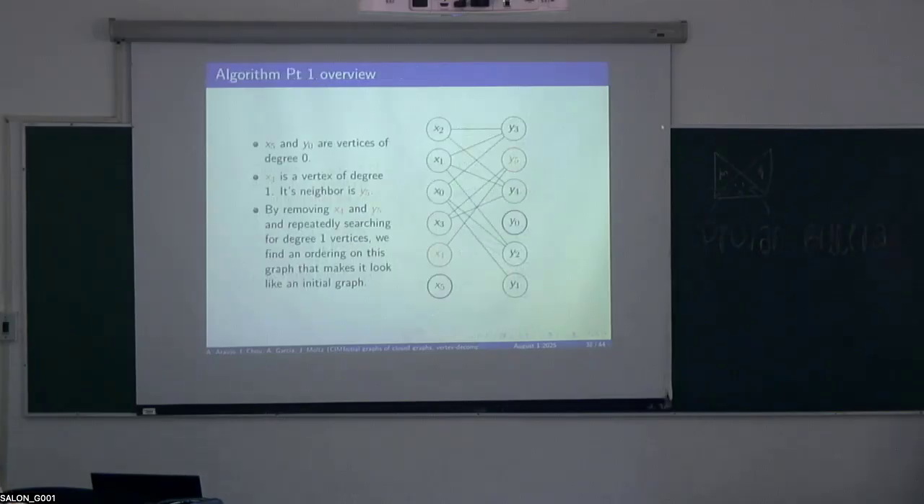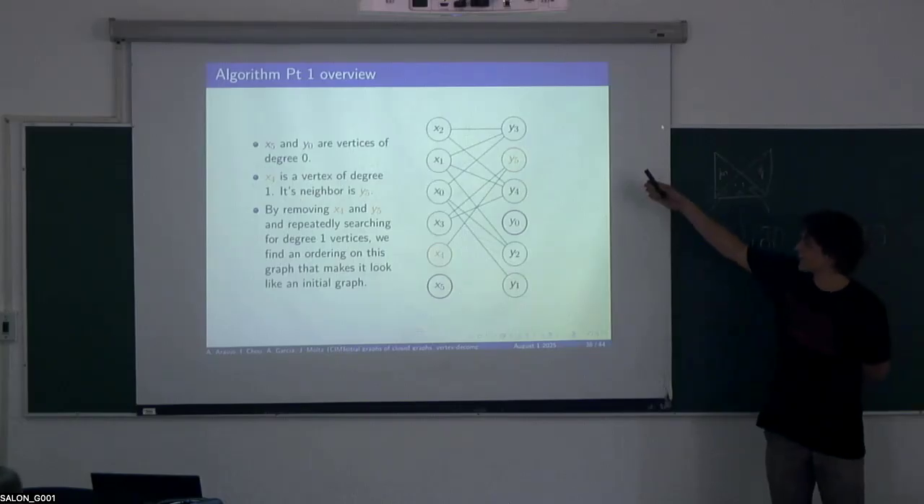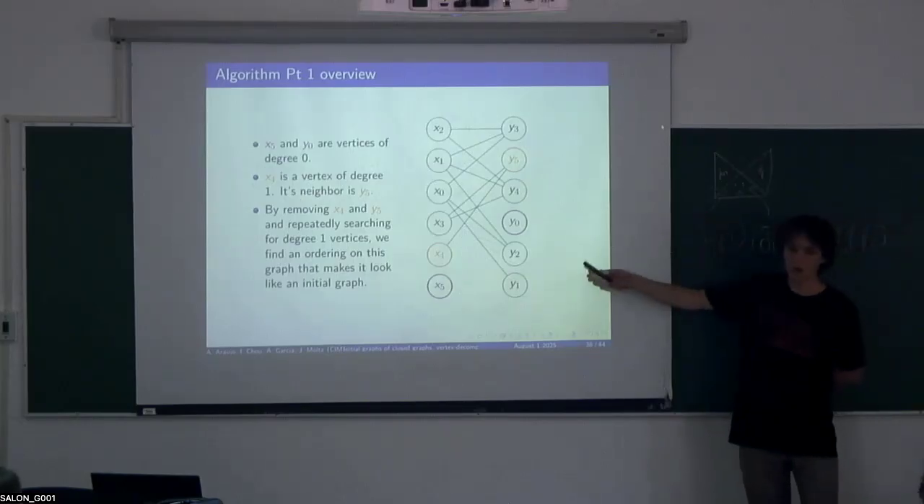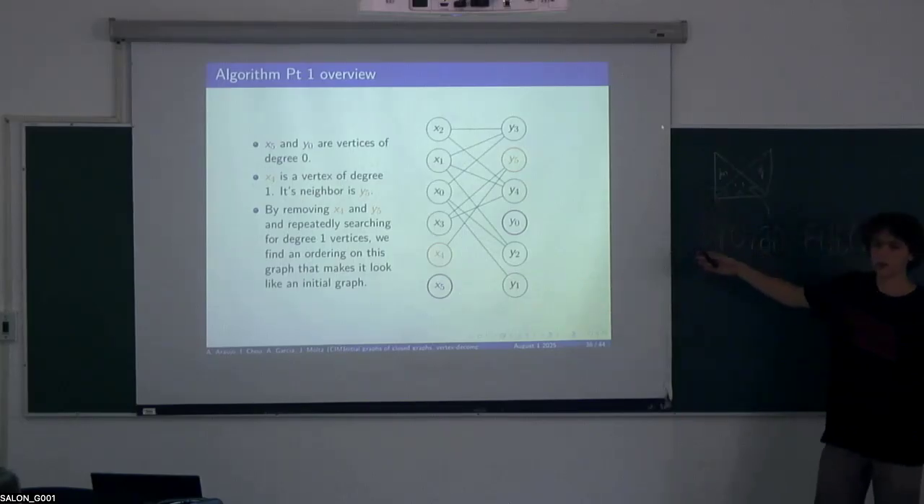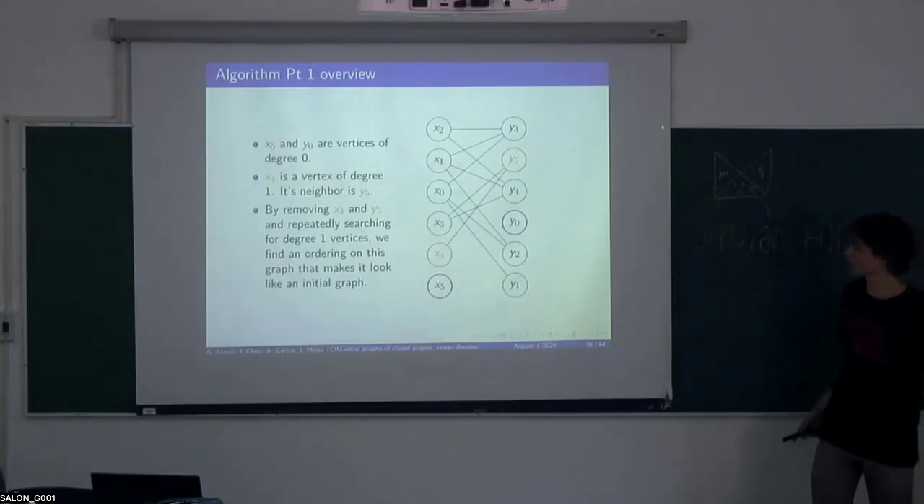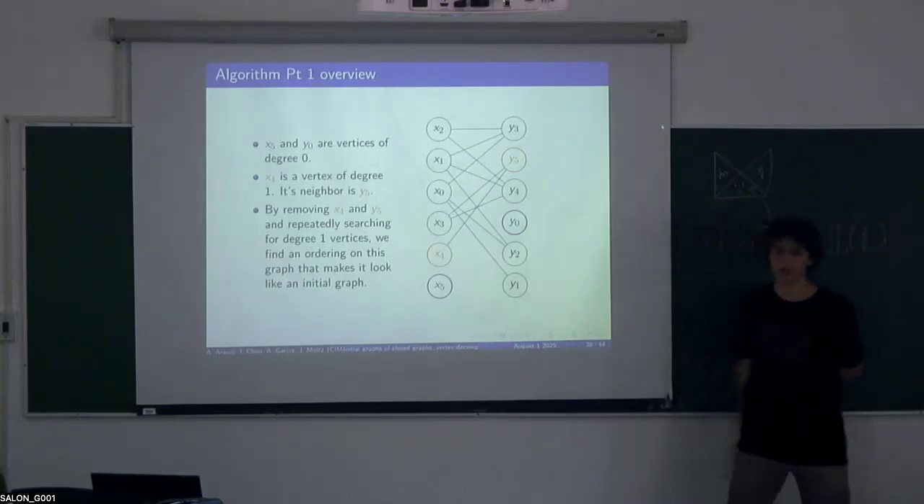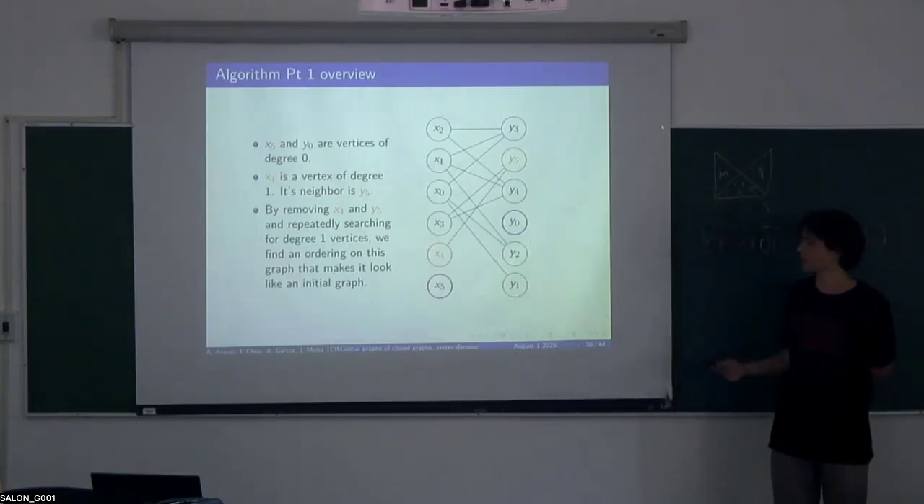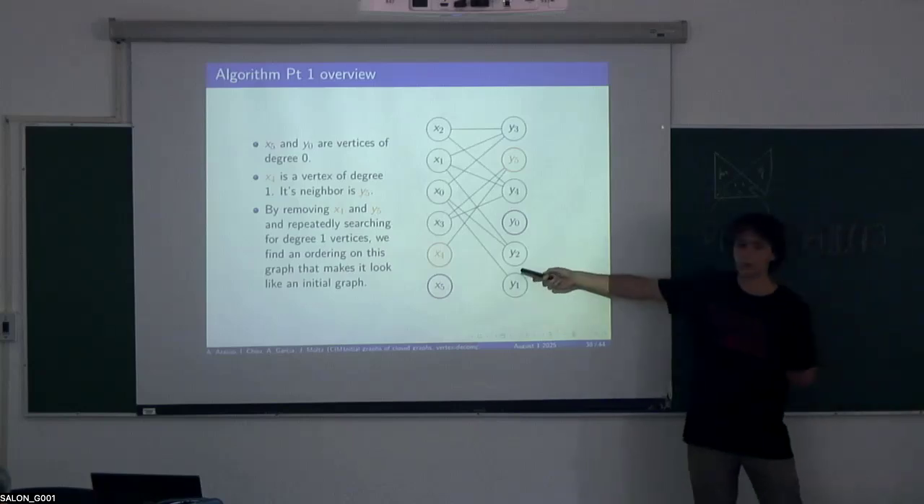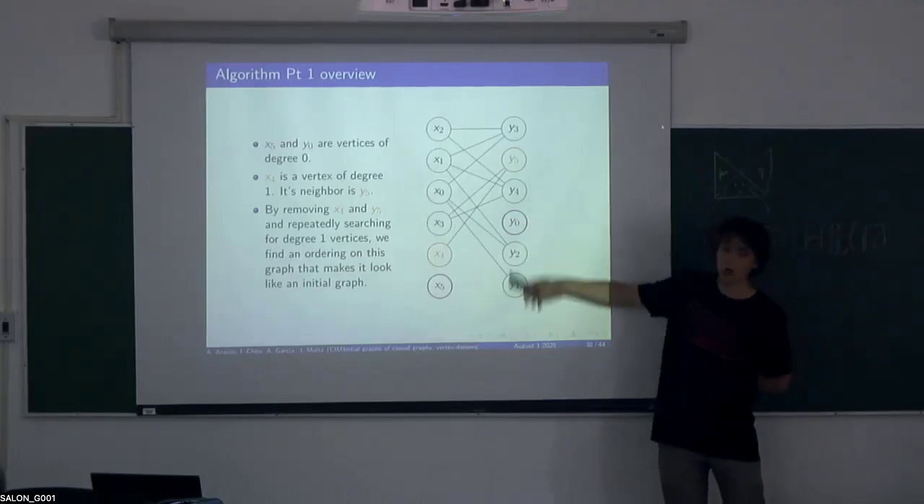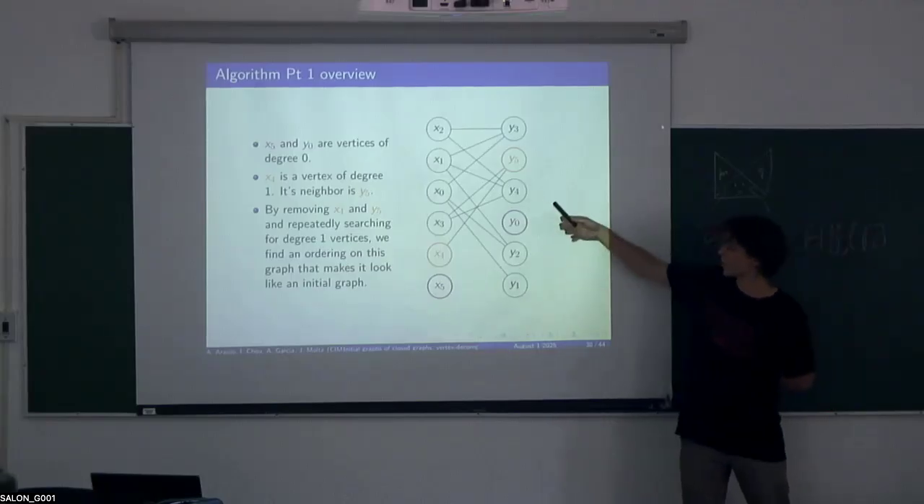So here is a bipartite graph H. We know that it's an initial graph, but it's been scrambled, and we'd like to reconstruct the ordering on it. First, we look for the vertices of degree 0. We give them the labeling that they must have. Now, we find x4, which is a vertex of degree 1. We find its unique neighbor, y5. We know what they must be labeled, and so we remove them.